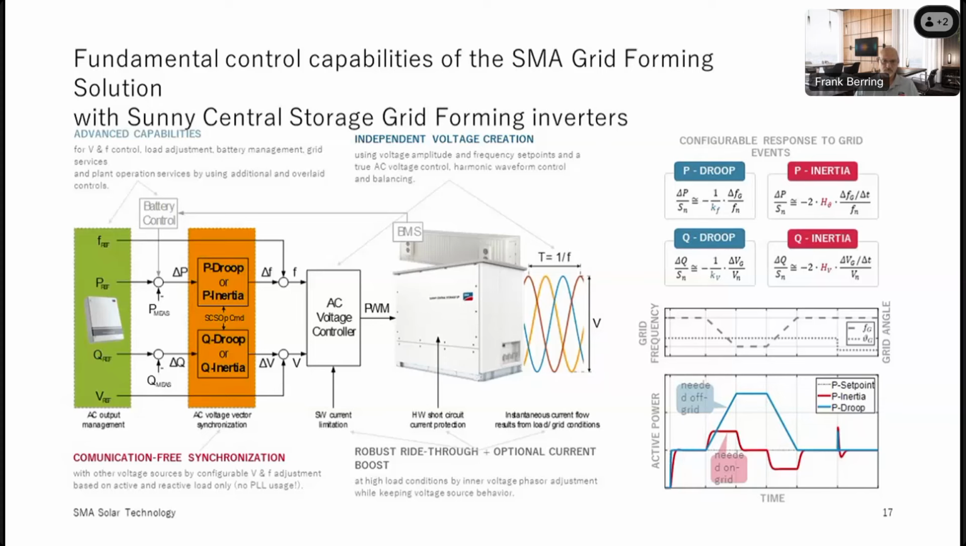Whereas for the inertia mode, we are only pushing or absorbing depending on the rate of change of frequency, and if it's positive or negative, right? If it's going down or going up. And the main difference here is really that the blue curve is needed for off-grid, microgrid applications, and the red one is needed for on-grid applications. And that's the fundamental difference.